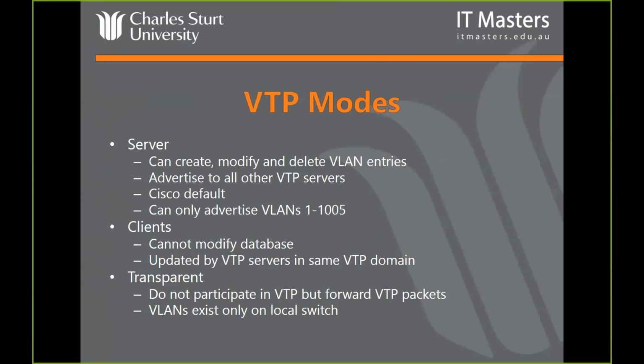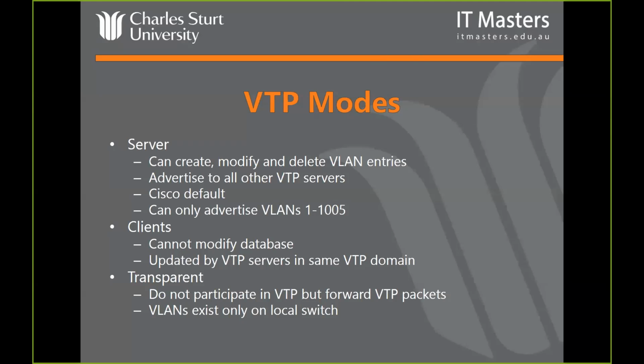A client VTP, a switch in VTP client mode, can take that information from the servers and update its own VLAN table, but it can't modify the table. So you can't add and delete VLANs on a client. You can only listen and update your own tables using VTP.